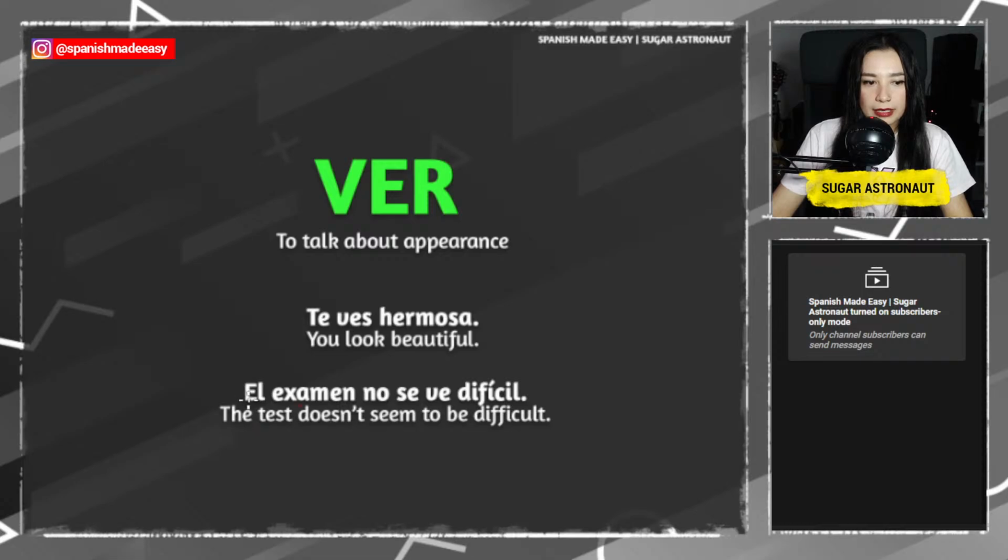The next example is, el examen no se ve difícil. This means the test doesn't seem to be difficult, okay? We're talking about a test, and that test doesn't seem to be difficult. So it's an easy test. And we have the verb ver right over here. And that's very clear there that we're talking about the test. In this situation, ver means seem, okay? So far, so good.